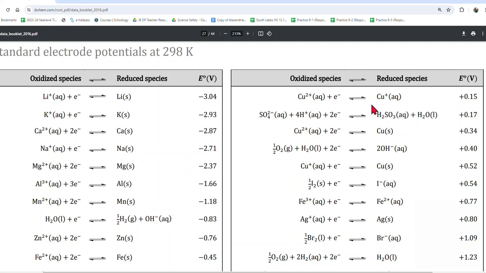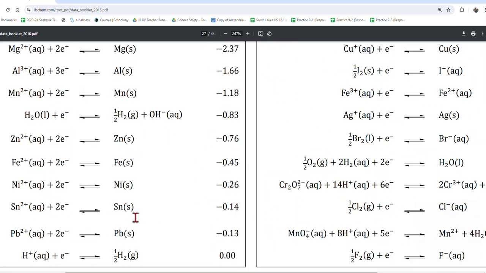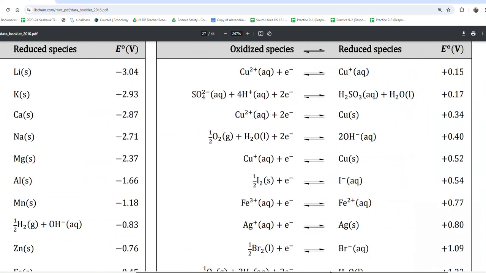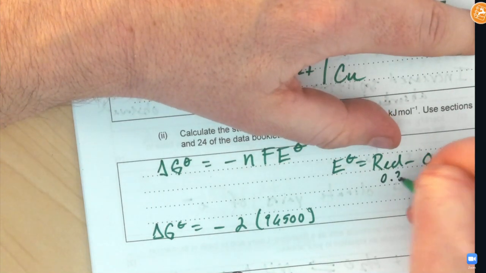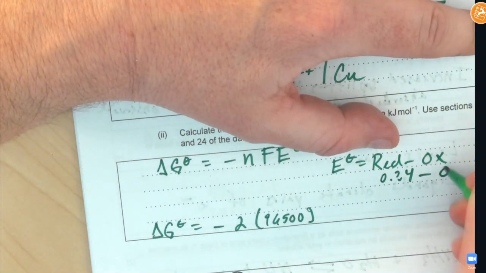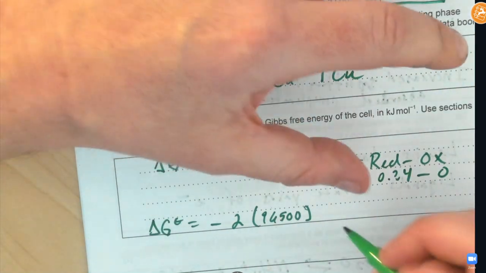All right, so copper 2 going over to copper 1. Where's copper 2 to copper 1? It must be on the other side. Or copper 2 to copper. Copper 2 to copper. All right, it's plus 0.34. I shouldn't have to tell you the potential for hydrogen is 0. So our E value is just 0.34.